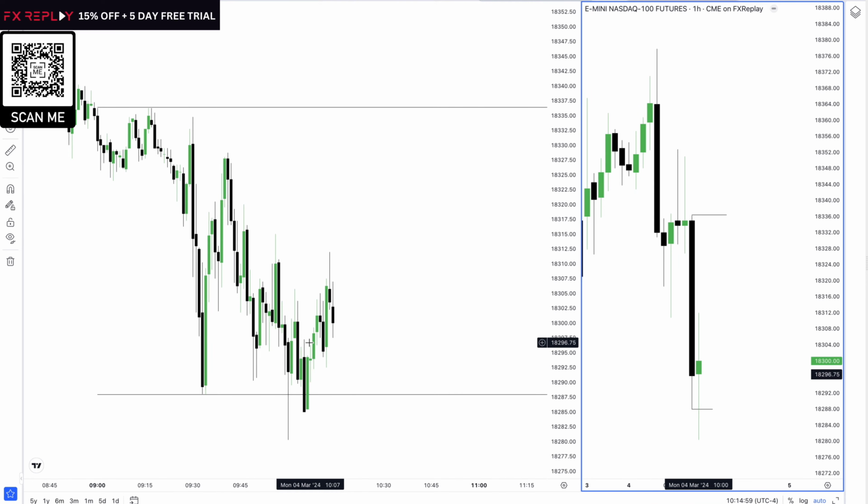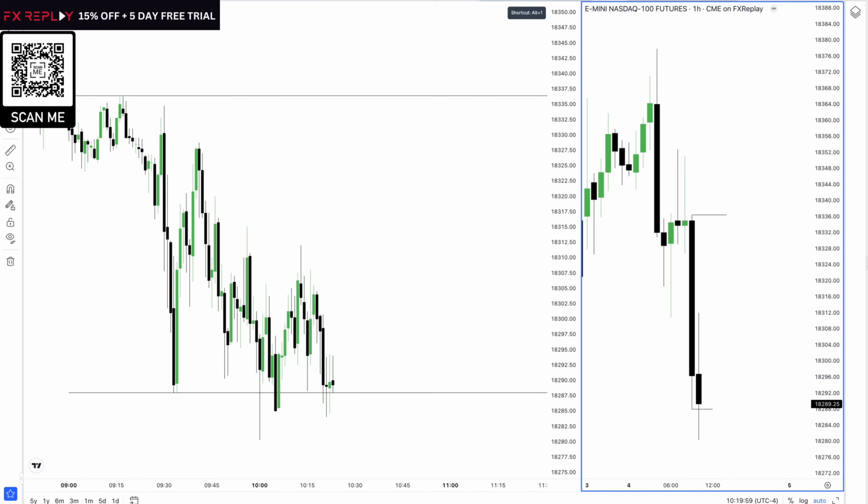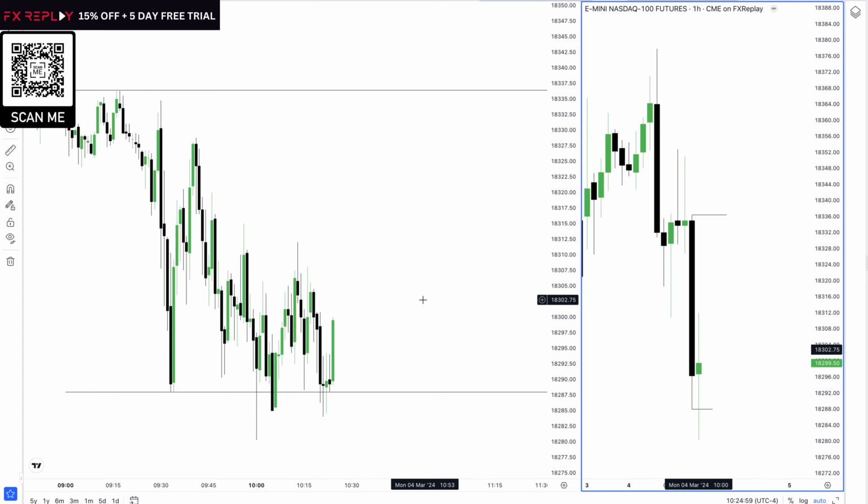Here we have an order block that gets respected. No fair value gap. So I'm not taking that yet. I want to see displacement upwards, leaving a fair value gap.